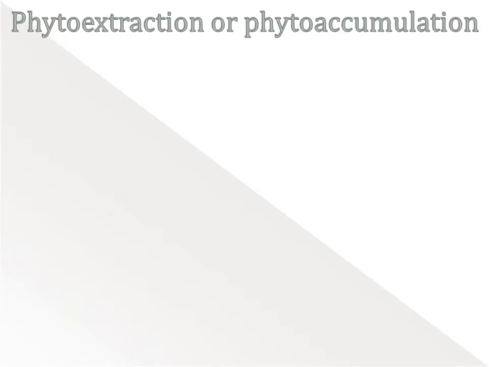Now the first way by which phytoremediation takes place is phytoextraction or phytoaccumulation. Extraction means plants can extract contaminants that are present in the soil or water, or take up the contaminants, and phytoaccumulation means plants accumulate the contaminants which they have absorbed from the environment. There is another term, phytoconcentration, that is also used for this process, and that means contaminants become more concentrated in the plant tissues.